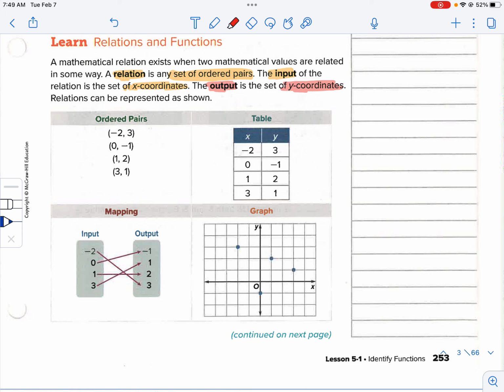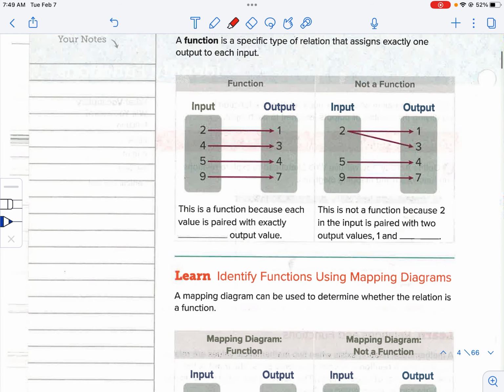And relationships can be shown in any of these ways. It can be our relations. So it could either be ordered pairs, it could be tables, mapping you might not have seen before, and graphs. It could be shown in any of these ways. So a function is a specific type of relation. There's exactly one output to each input. What does that mean?